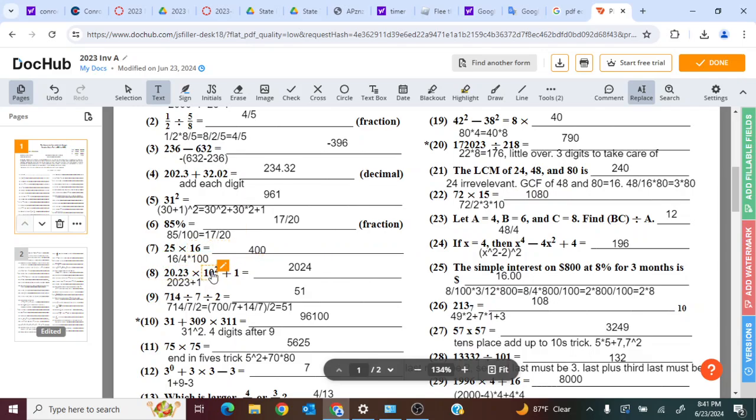8, this times 10 to the power of 2 plus 1. This 10 to the power of 2 moves the decimal over 2 places. 2023 plus 1 is 2024.